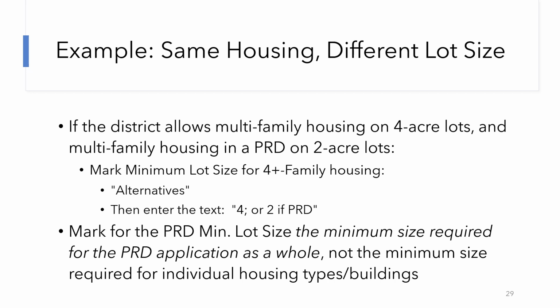Just remember that when we put the PRD minimum lot size under the PRD treatment field, it is the minimum size required for the PRD application as a whole, not the minimum size required for individual housing types or buildings within that development. In this instance that we talked about, "2 if PRD" is the size for the lot of a 4-family development within a PRD, and the PRD itself is likely going to be at least 2 acres, if not more, to accommodate multiple housing types.